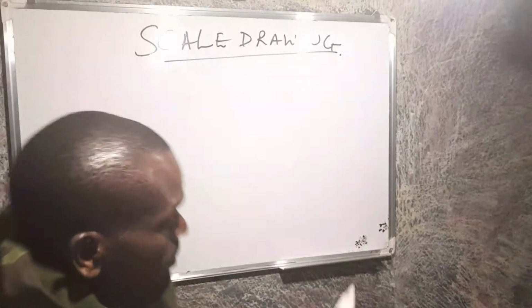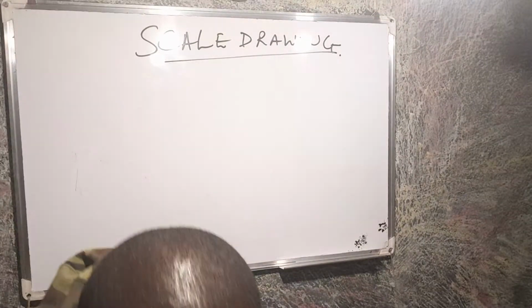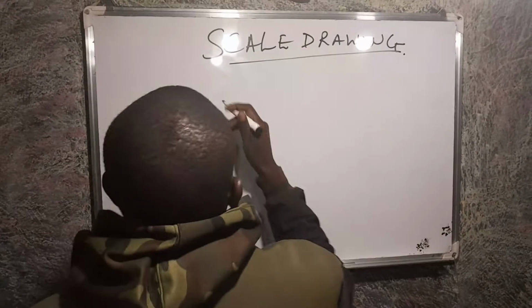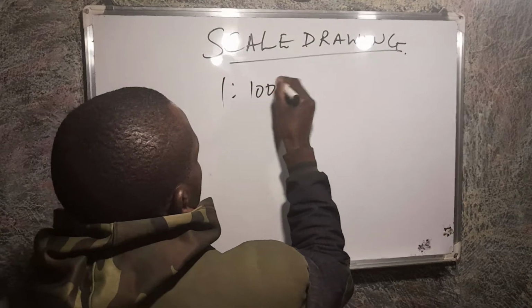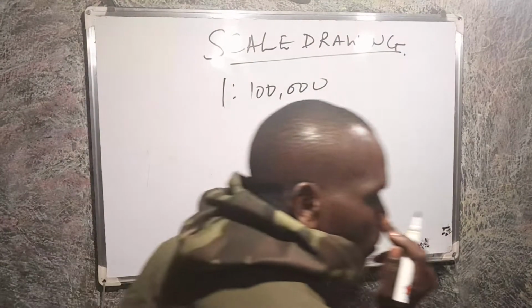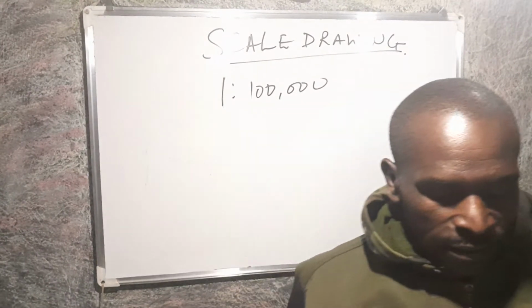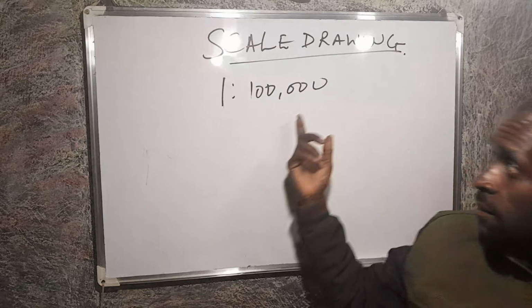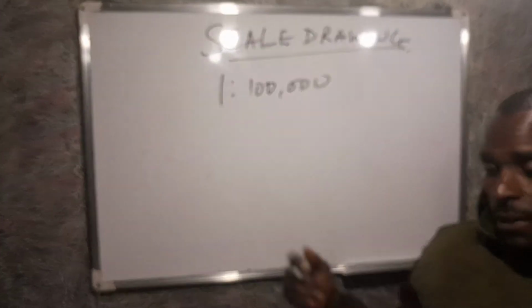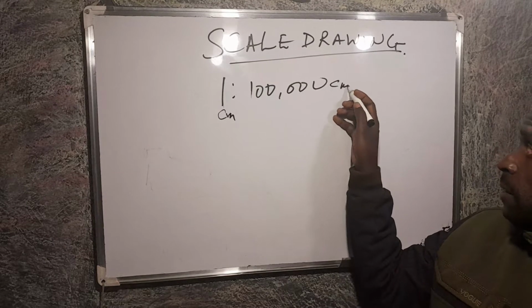when you see a ratio written as 1 to 100,000, we know very well that this means 1 centimeter on a piece of paper represents how many centimeters on the ground. So this one is centimeters. This one is also centimeters.